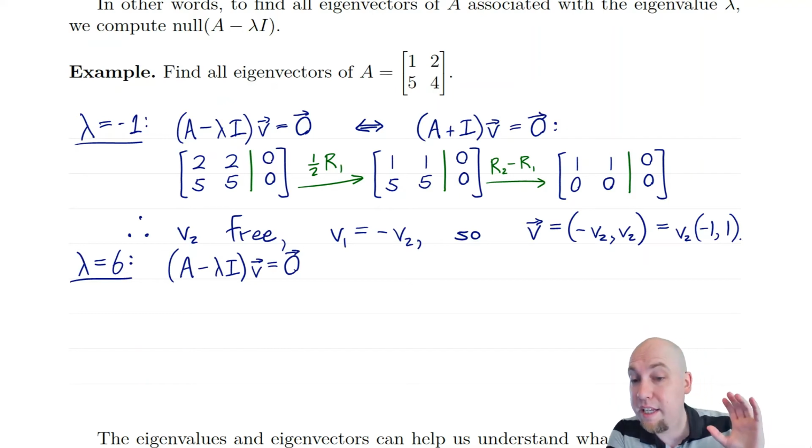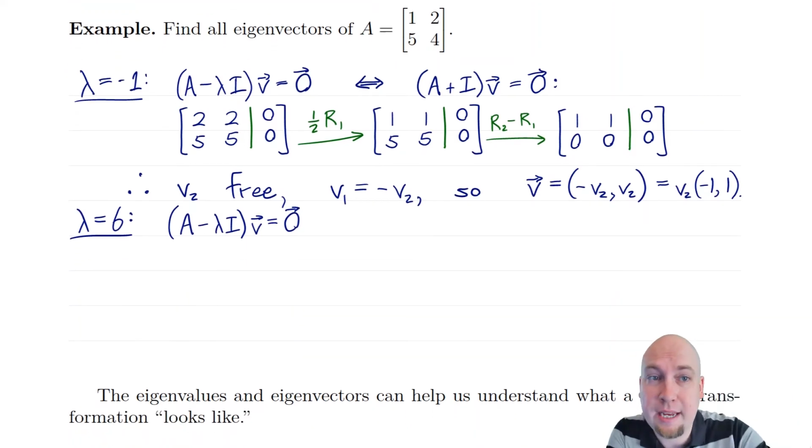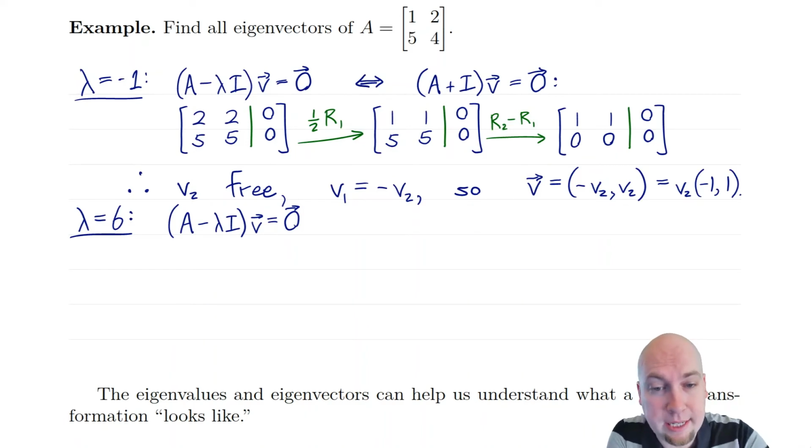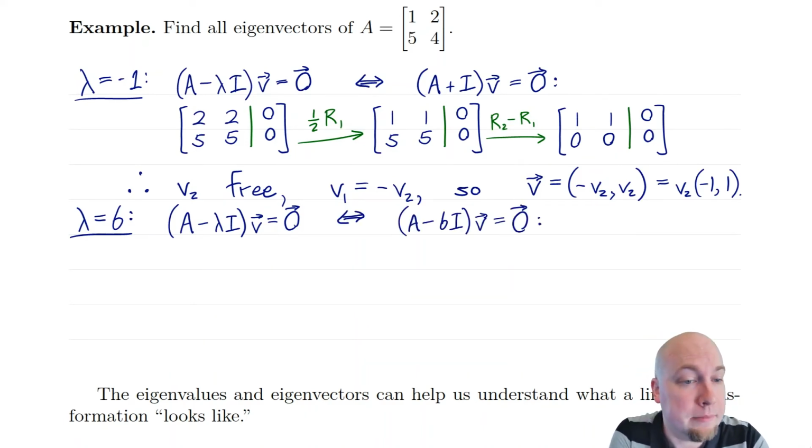All right, let's go to the other eigenvalue now. You have to do the same calculation, but now for the other eigenvalue. Your setup's the same though: A minus lambda I times V equals 0. This time I'm plugging in lambda equals 6, checking the other eigenvalue.